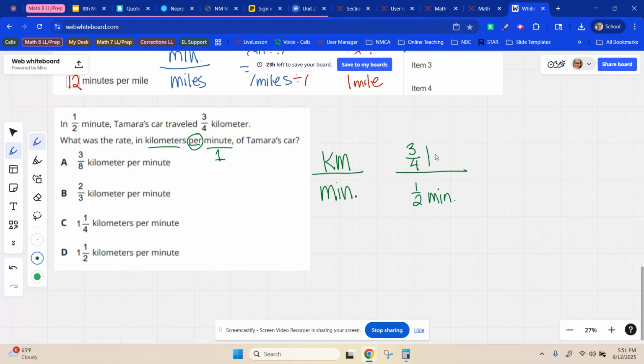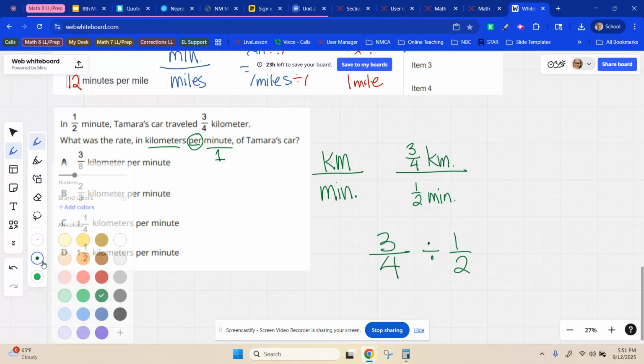So I have what we call in the world of mathematics a stacked fraction. I have a fraction with a fraction in the numerator and in the denominator. And it looks really scary, but guess what? Fractions mean division. So all this is 3/4 divided by 1/2. So we're not going to get too scared about it.